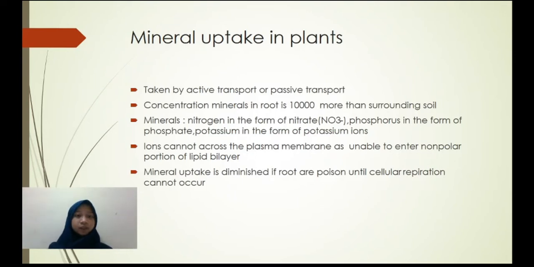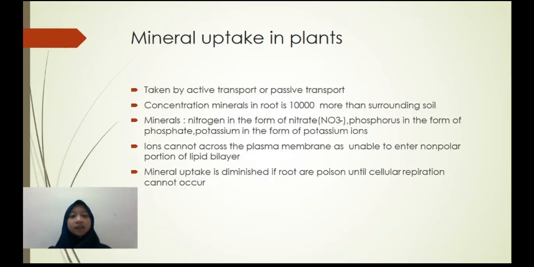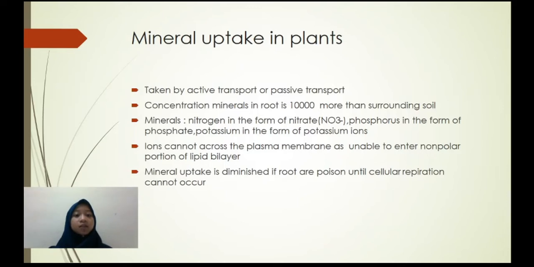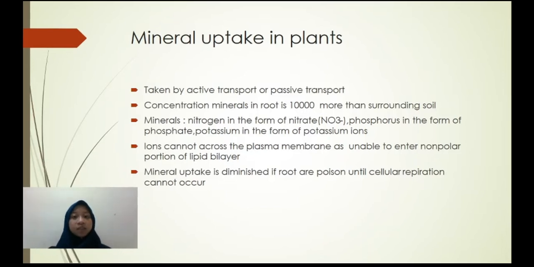So now let's move to the mineral uptake in plants. Minerals are taken up by plants using active and passive transport. The plants have an ability to concentrate minerals until they are 10,000 times more concentrated than the surrounding soil. There are three types of minerals taken by the plants: the plants take nitrogen in the form of nitrate, phosphorus in the form of phosphate, and potassium in the form of potassium ions.